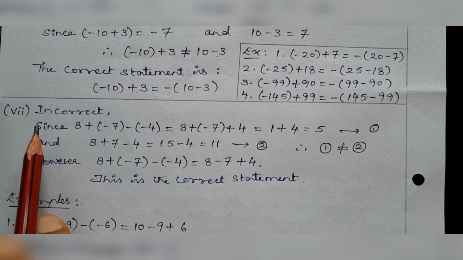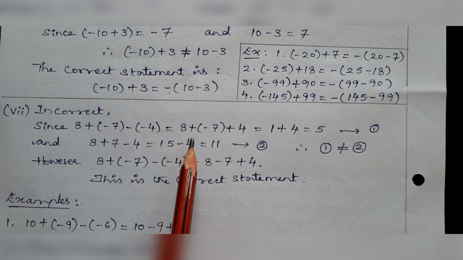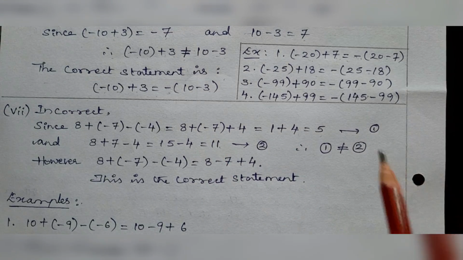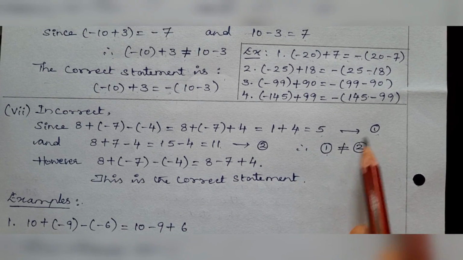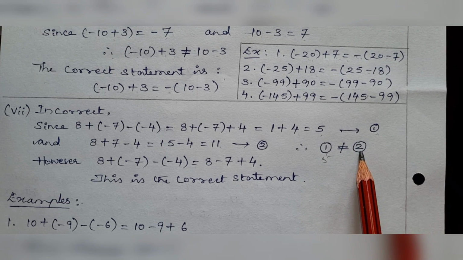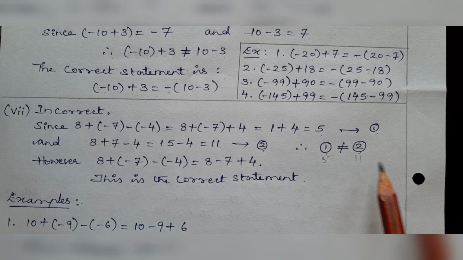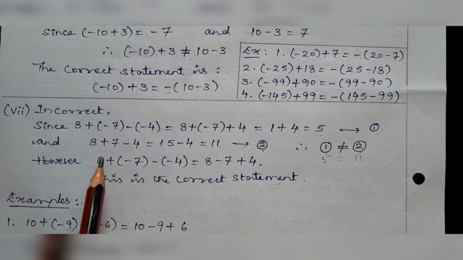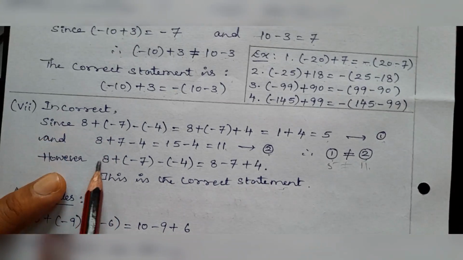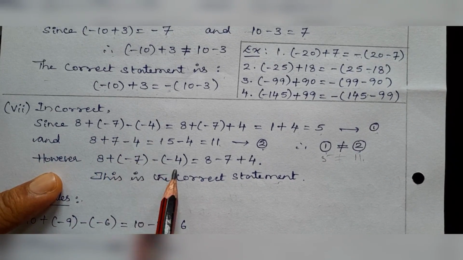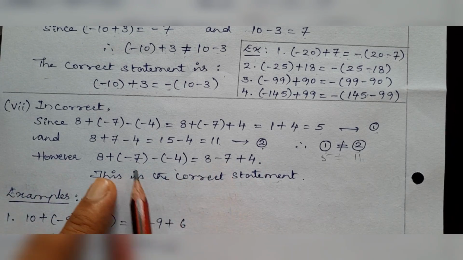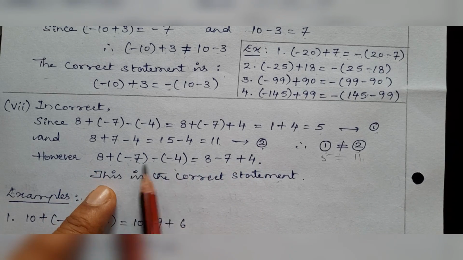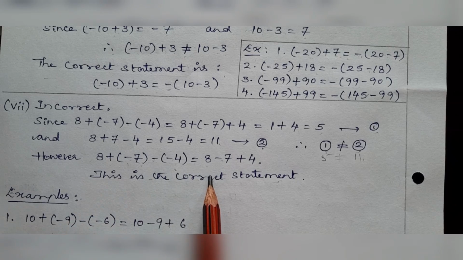Next, seventh statement is an incorrect statement. Because LHS value is 5, RHS value is 11. So, LHS equation number 1 is 5, and RHS value, equation number 2, is 11. 5 is not equal to 11. So, the correct statement is: take LHS value, 8 plus minus 7, minus minus 4. So, RHS is 8 minus 7, minus minus plus 4. So, if it comes like this, this is the correct statement.